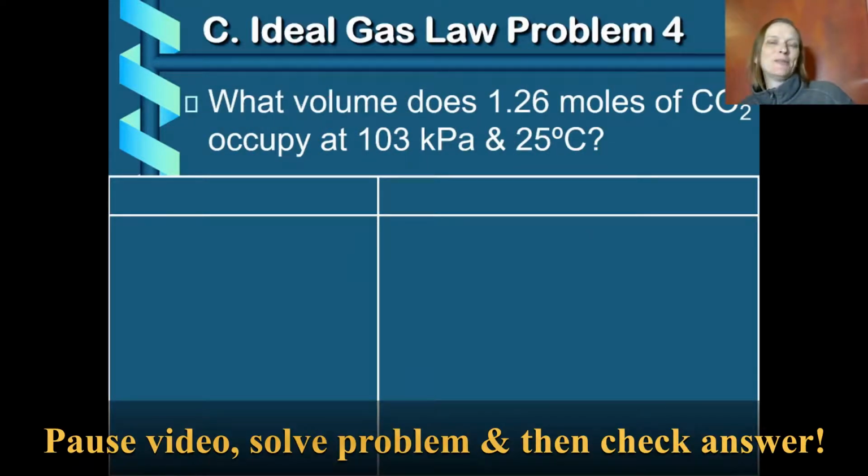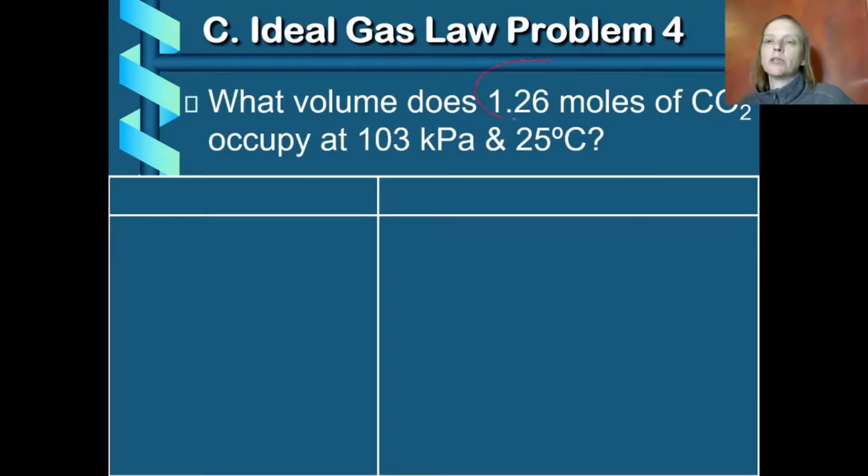Let's do another example. What volume does 1.26 moles of carbon dioxide occupy at 103 kilopascals and 25 degrees Celsius? Moles indicates a measurement of number of moles. And we want to calculate the volume. This is the thing that we don't know. Kilopascals, remember those are units for pressure, so this must be a pressure here. And then my temperature, if it's 25 degrees Celsius, you add 273 and you get 298 Kelvin as your value for temperature.